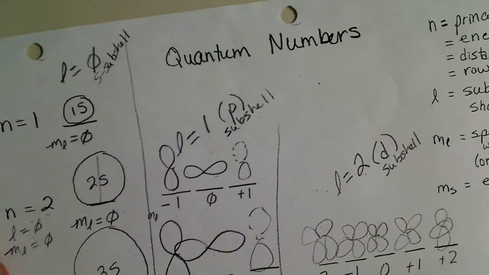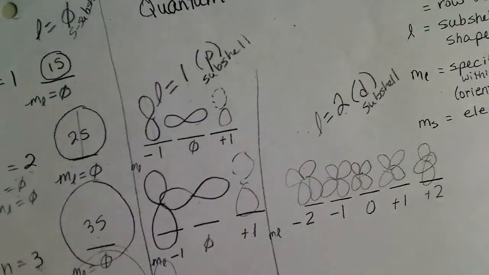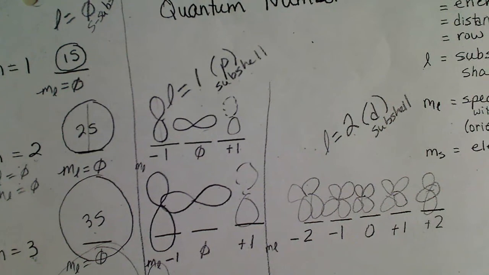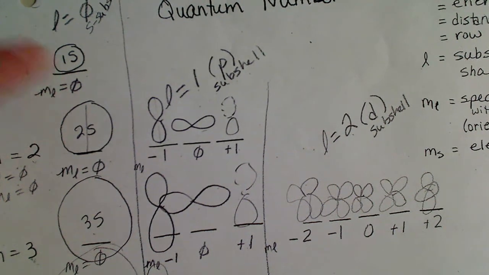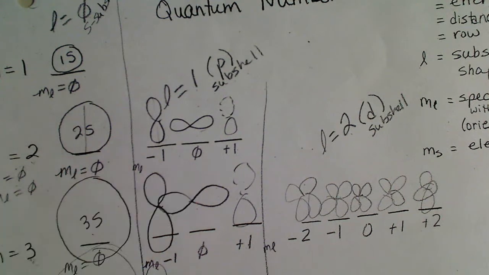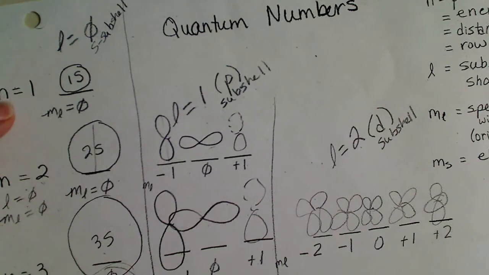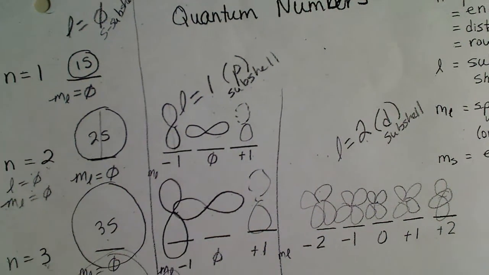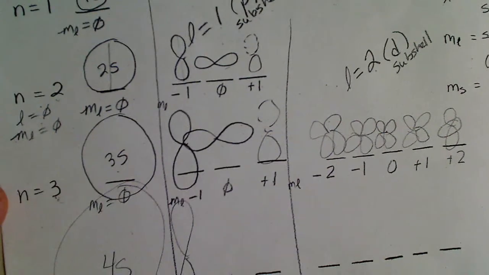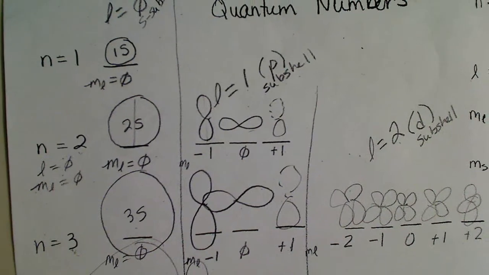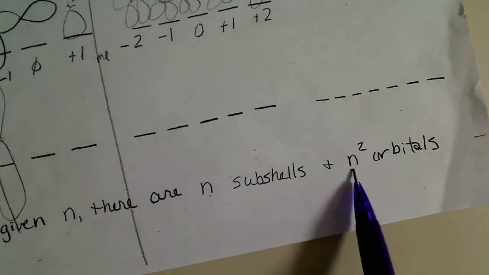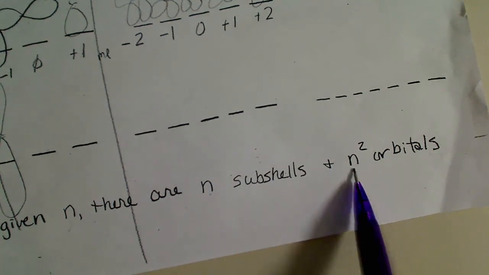We'll use this type of chart to write what's called an orbital diagram. So we pretend that we're going to put all of an atom's electrons in their lowest energy positions. So we'll come back and look at this without all of the mess of the shapes of the orbitals. The number of orbitals is always n squared. So I've got that written down here. For any given n value, there are n subshells and n squared orbitals. That's just the way the math works out.